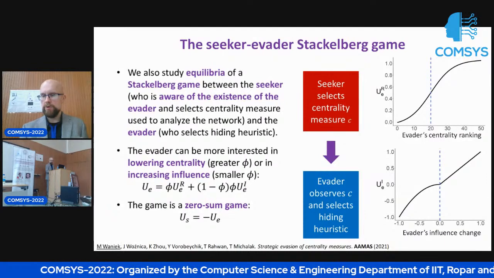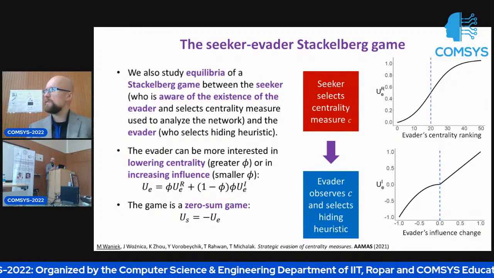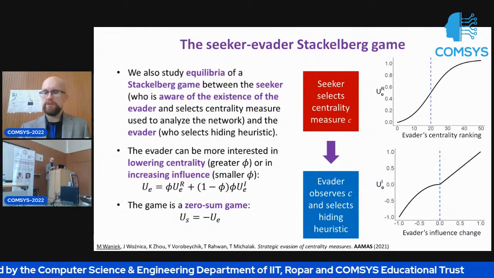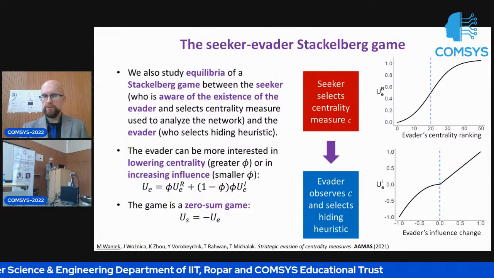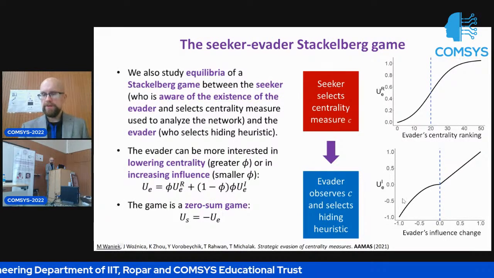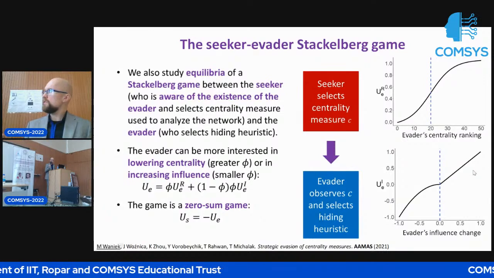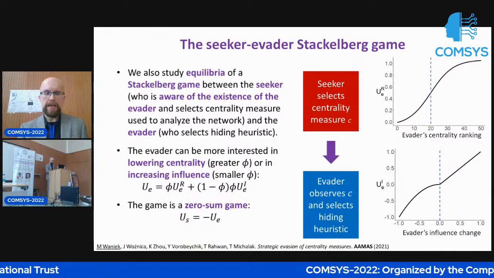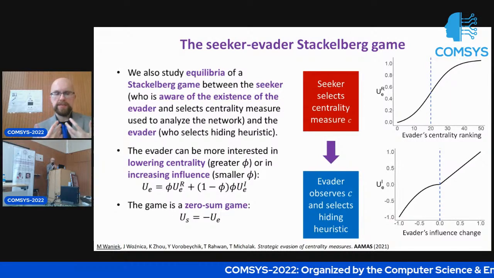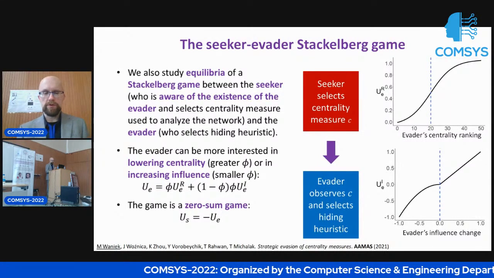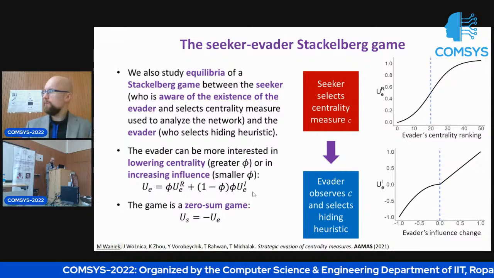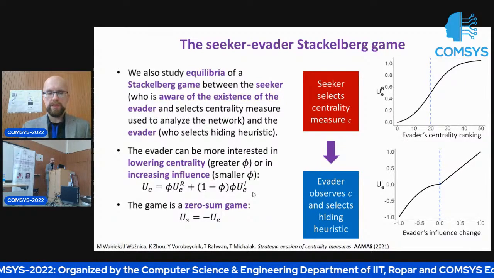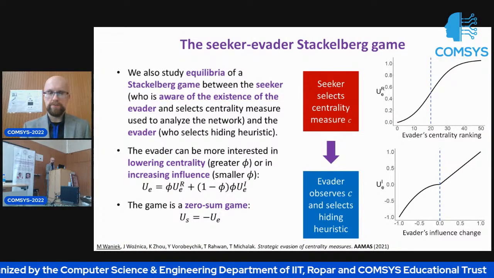So when we go to negative values of influence, it stays about constant for some time and then slowly drops. And if their influence increases, they are also happy with getting more influence. And we can have different types of the evader. So what we do is we take a linear combination of these two utilities using the weight of phi.